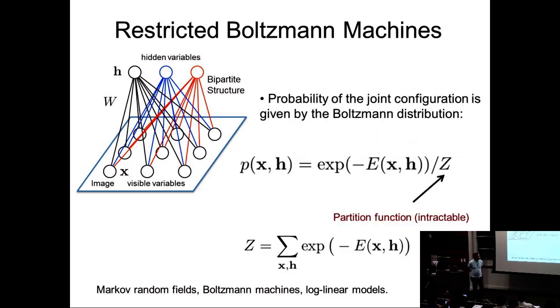Now, the probability of the joint configuration is given by the Boltzmann distribution, right? It's e to the negative energy of the joint configuration divided by the normalizing constant, right? And again, this is what's called the partition function, because it requires summation over all pixels and over all hidden states, right? So it's an exponential sum. And it's an exponential sum because if you have, let's say, MNIST images which are 28 by 28, there are 784 numbers. Each pixel can be on or off, so there are 2 to the 784 possible configurations, right? So you can see that that's a pretty large space.